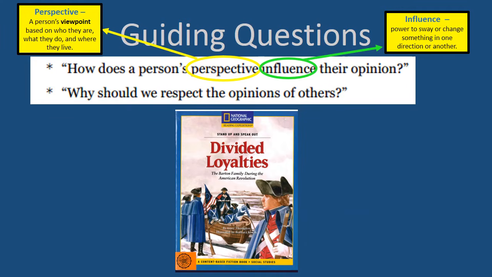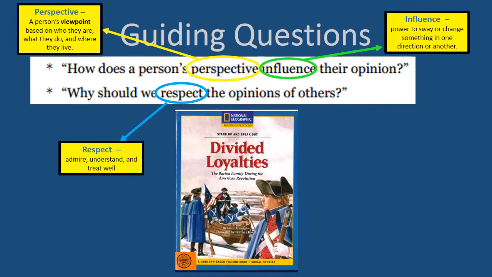The second guiding question is: why should we respect the opinions of others? Respect, of course, means to admire, understand, and treat well. So in the context of this story, there are people that have different perspectives or different opinions about the Revolutionary War. The question is, why should we respect the opinions of others? So in the story, we'll see characters and we'll wonder, are they respecting the opinions of others or are they not? And why should we?